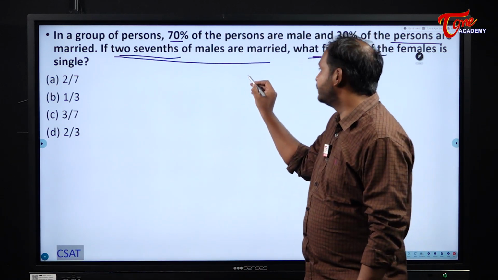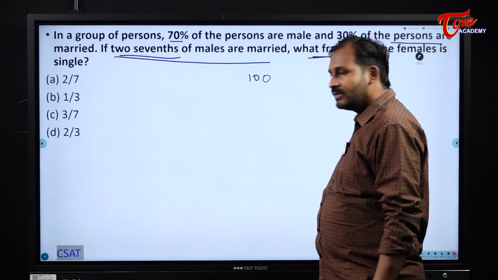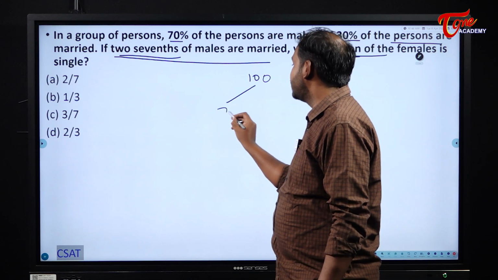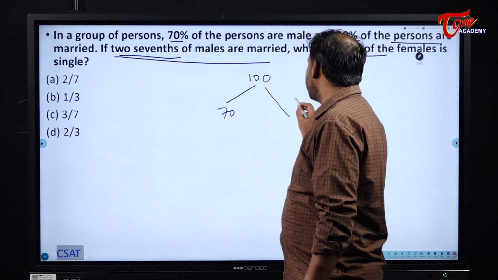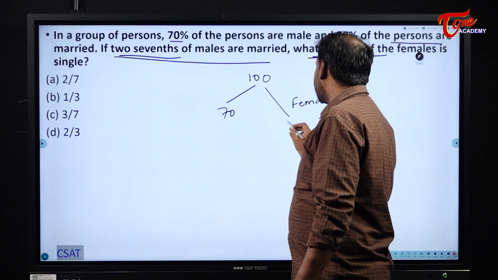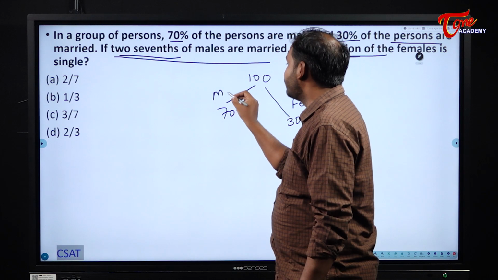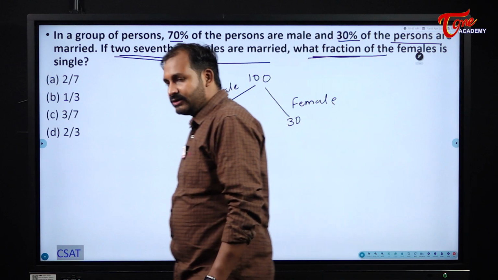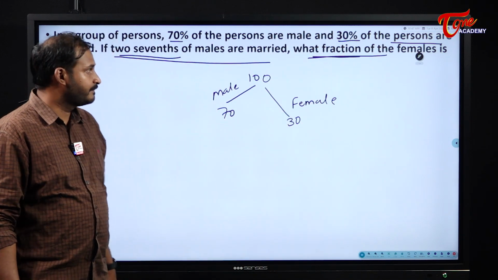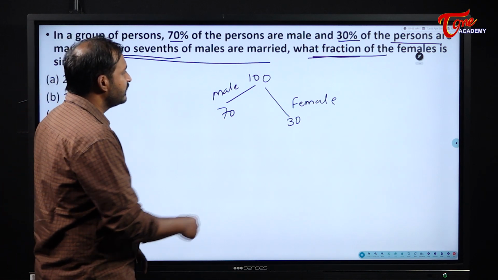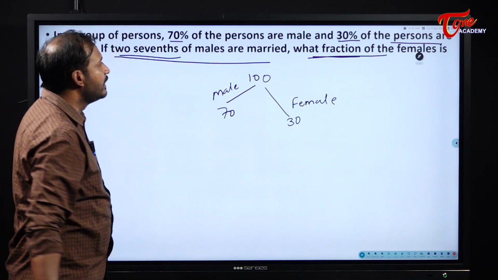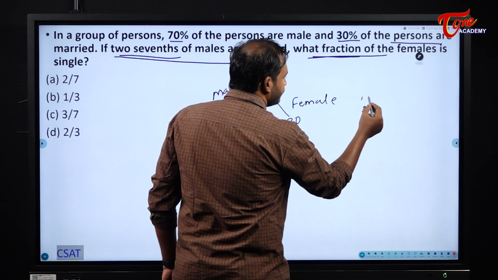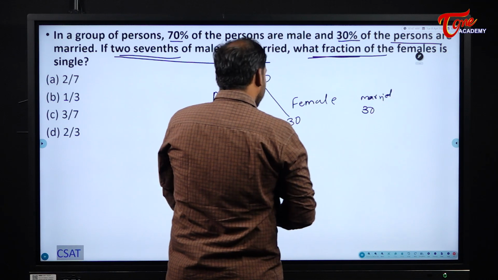So now what I will assume is that the total is 100 persons. I will assume that in the group there are 100%. Of that, 70% are male, that means the male strength will be 70. Female will be 30. Male is 70 and female is 30. Next, they have given that 30% of the persons are married. That means overall the married persons in this group are 30.